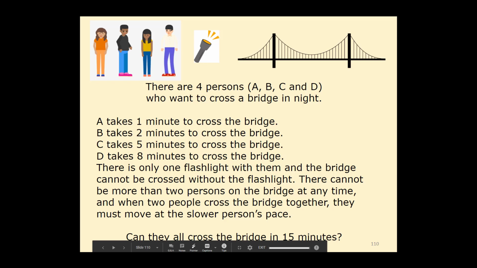Person A takes 1 minute to cross the bridge. Person B takes 2 minutes to cross the bridge. Person C takes 5 minutes to cross the bridge. Person D takes 8 minutes to cross the bridge. There is only one flashlight with them, and the bridge cannot be crossed without the flashlight. There cannot be more than 2 persons on the bridge at any time. And when 2 people cross the bridge together, they must move at the slower person's rate. Can all of them cross the bridge in 15 minutes?